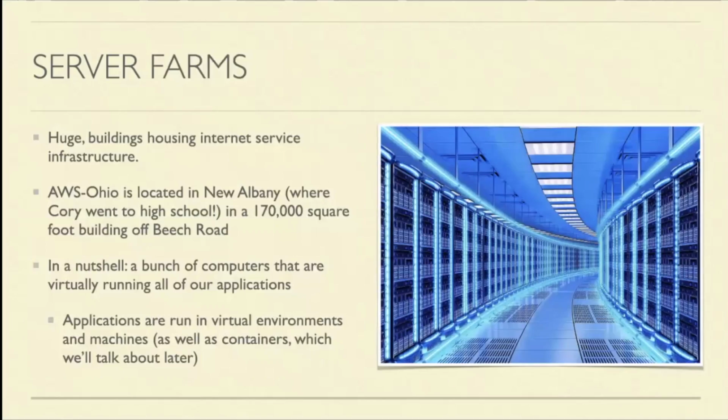Server farms are huge warehouses filled with high-powered computers. I will say that AWS has two main servers available for public use. One is in Ohio and the other one's in Virginia. Fun fact, the one in Ohio is right down the street from where my mom lives. And we used to drive past it like every day.